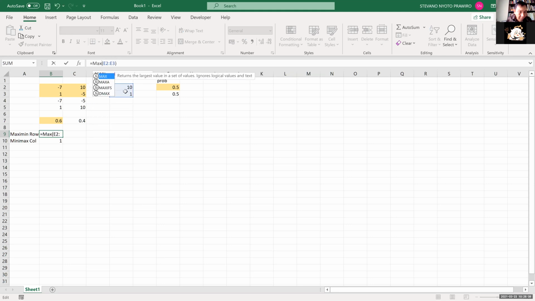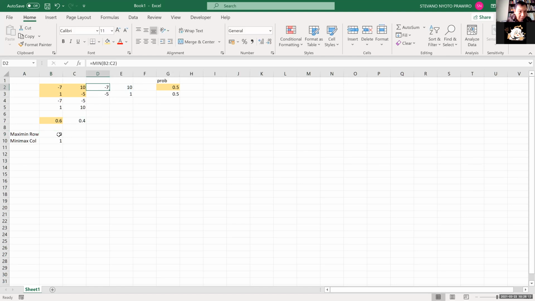Maximum of the minimum. Where is the minimum? Minimum is this one. Wait. In D, yeah, that is D2 and D3, sorry, which is -5 then. Correct. And then the minimax is the minimum of the maximum, here, which is 1. Okay, that's correct. So is this another yellow, or is this not equal, right? You need to solve using value, not using probability.